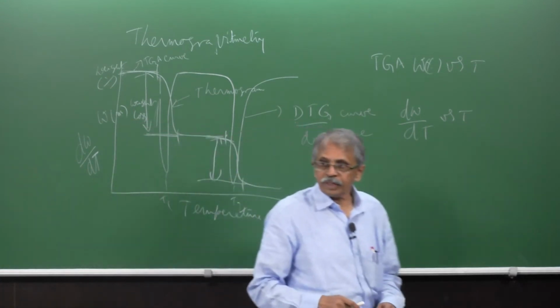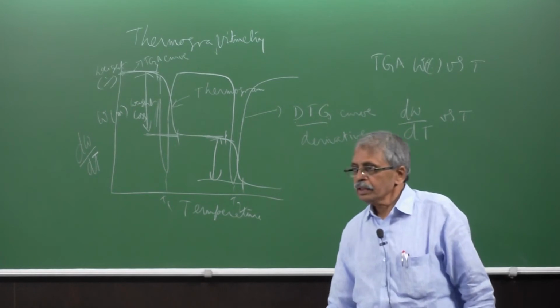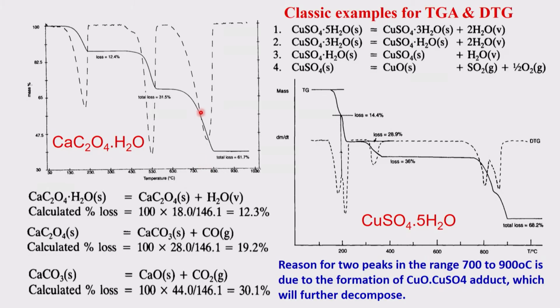So, weight loss 1, weight loss 2, weight loss 3. So, this will be 12.3. The next one, if you take this one, that is calcium oxalate breaks down to carbonate and CO. So, CaC2O4 gives CaCO3 plus CO, and that is where the thing is. So, this if you calculate it will be 19.2.